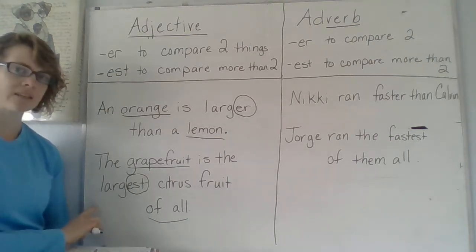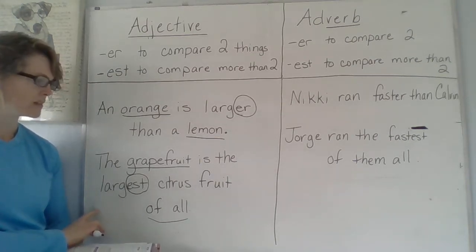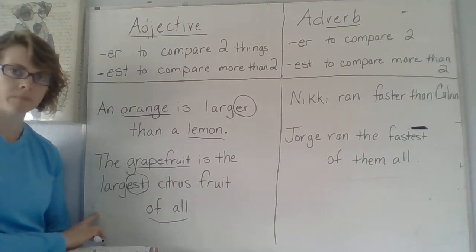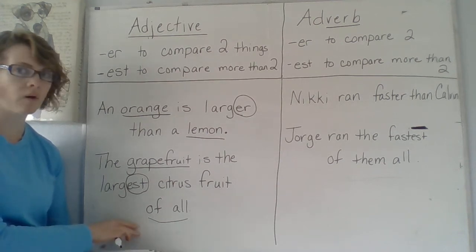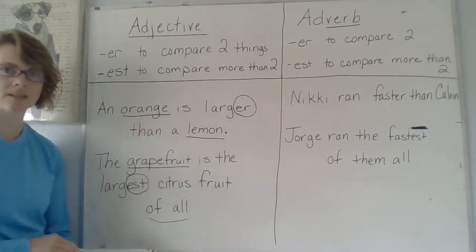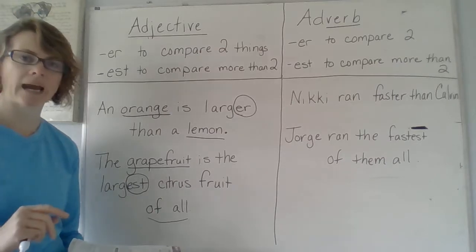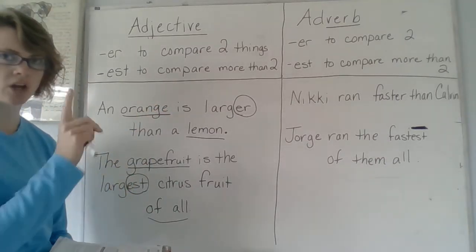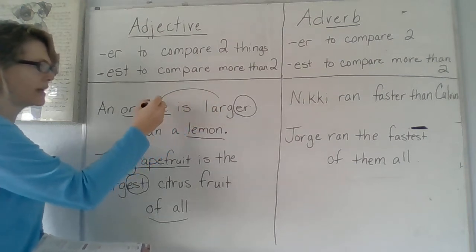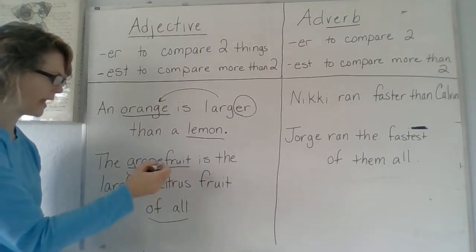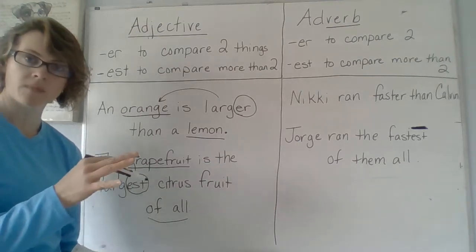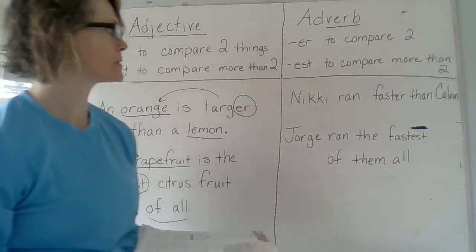Now, think about this if I tried er. The grapefruit is the larger citrus fruit of all. Because I'm comparing it to all the other citrus fruits, that's more than two, so I have to use est. Let's look at this with adverbs. These have been adjectives, larger and largest, describe a noun, the larger orange, and the largest is the grapefruit. But now we can do the same thing with adverbs when they're describing verbs.